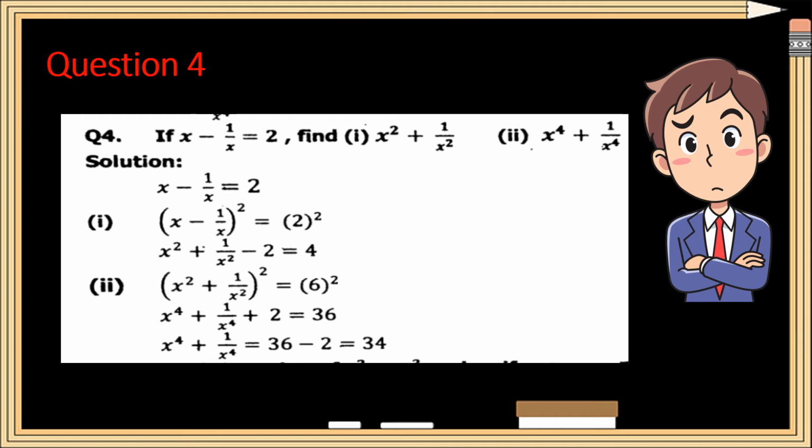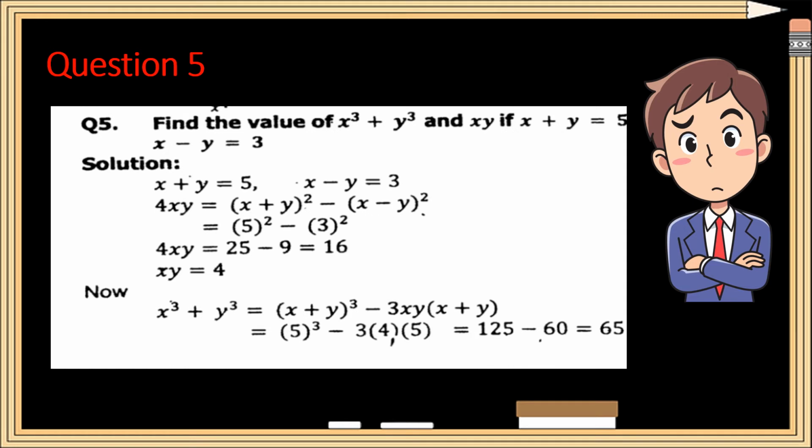Now in question number 4, you have been given x minus 1 over x, that is equal to 2. It is quite similar to question number 3. For your convenience, I have given you the solution, but you will do it yourself.